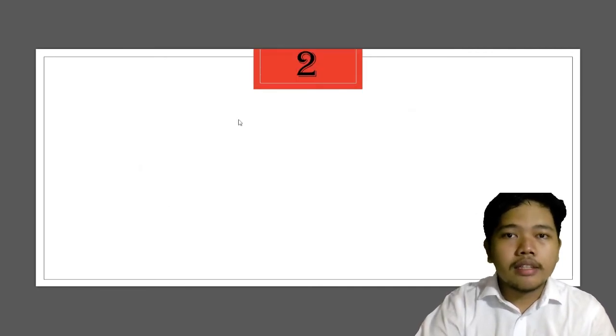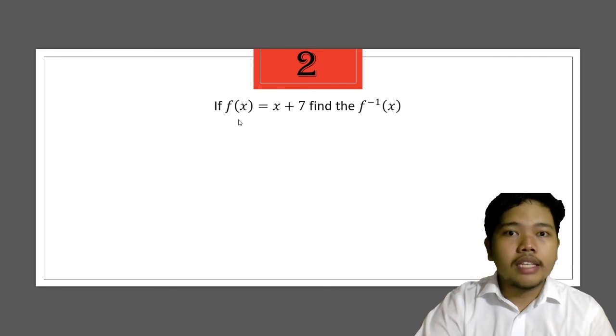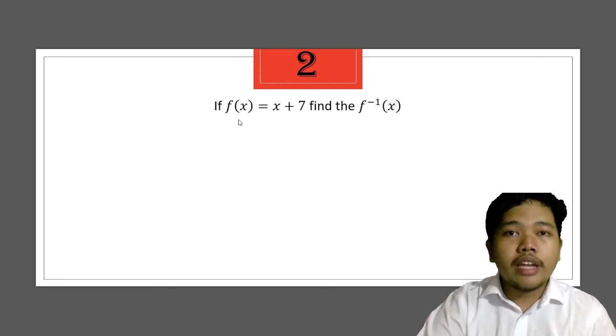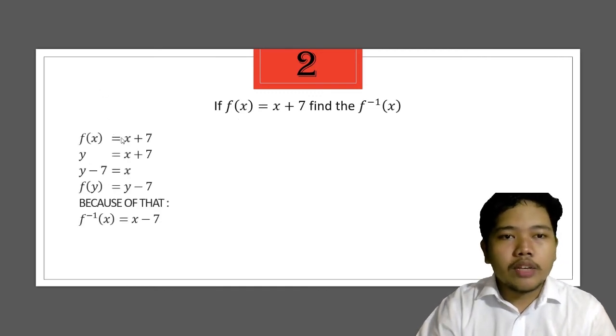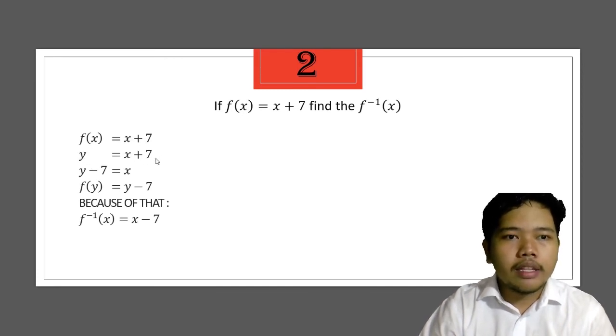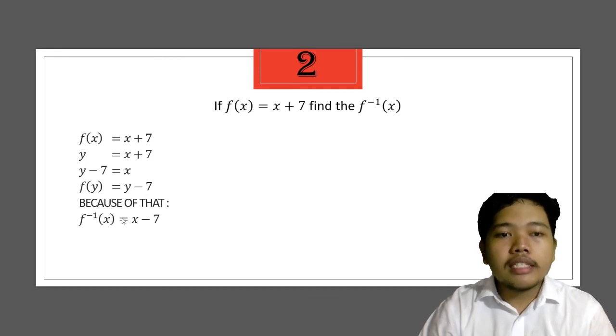Next, the second question: if f(x) is equal to x plus 7, find f inverse of x. So f(x) is equal to x plus 7, right? f(x) is equal to y, right? Because of that, y is equal to x plus 7. Now, y minus 7 is equal to x. Because of that, f(y) is equal to y minus 7. Now, of course, f inverse of x is equal to x minus 7.